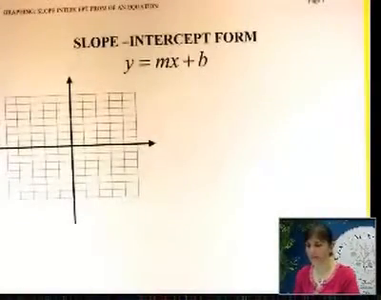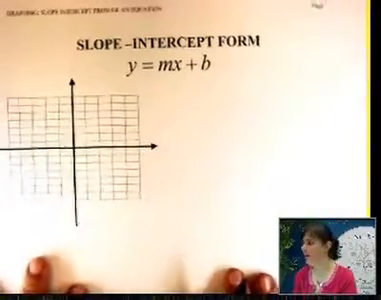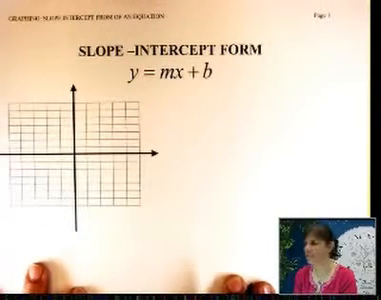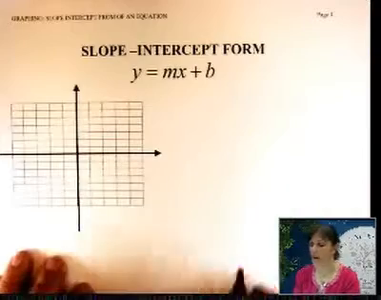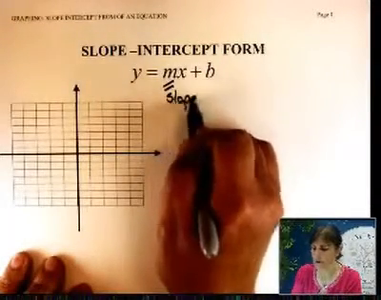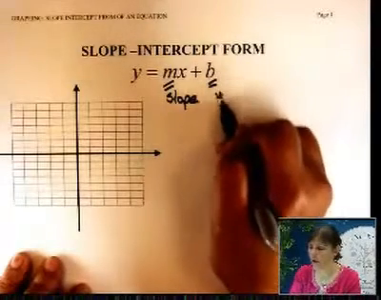Okay, the first thing, slope-intercept form of a line. Y equals mx plus b. This is a fairly easy concept for most students. M is the slope. B is the y-intercept.